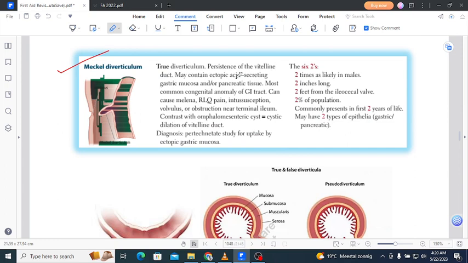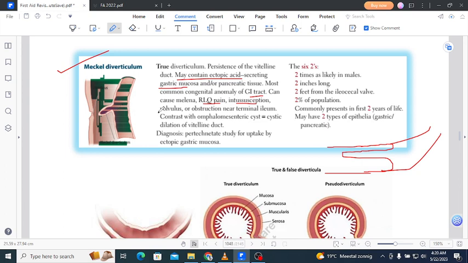The persistence of the Vitelline duct may contain ectopic acid-secreting gastric mucosa, the heterotopic mucosa, if it is coming from the stomach. So that will be acid producing definitely. It is the most common congenital anomaly of the GIT. It can cause melena, right lower quadrant pain, and intussusception. We'll talk about intussusception, but basically the concept of intussusception is the telescoping of the intestine. Suppose this is an intestine and the proximal intestinal loop is telescoping inside that, like this. So this is the concept of intussusception. And Meckel diverticulum can act as a lead point, which is very important in the case of intussusception.